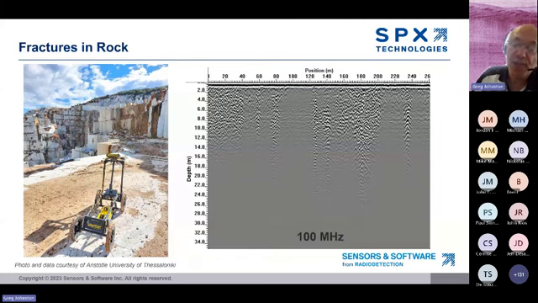Here's an excellent example from a marble quarry in Greece. Notice that the cross section on the right is quite long. It's 260 meters long, so we got a lot of data compressed into this one image. But what it shows is areas where the rock is highly fractured and other areas where the rock is more uniform with fewer reflectors. This is very useful information to help rock quarries plan their future production.